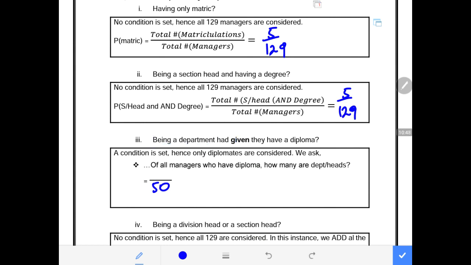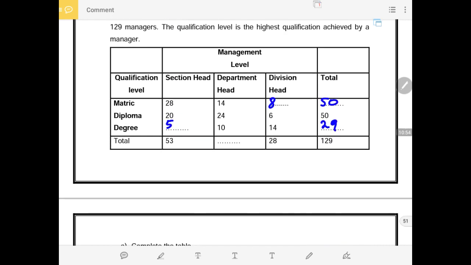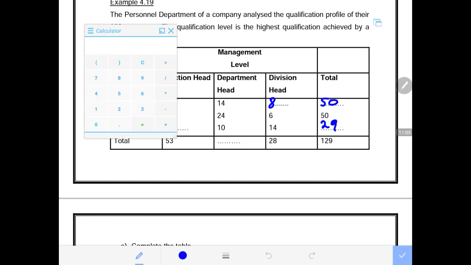Now we need to go to our departmental head and look at the number of the department head. Department head, how much do we have? Oh, there's a number that is missing there, the total. Let me just do the total. I just forgot it by mistake. 14 plus 24 plus 10 gives us 48.